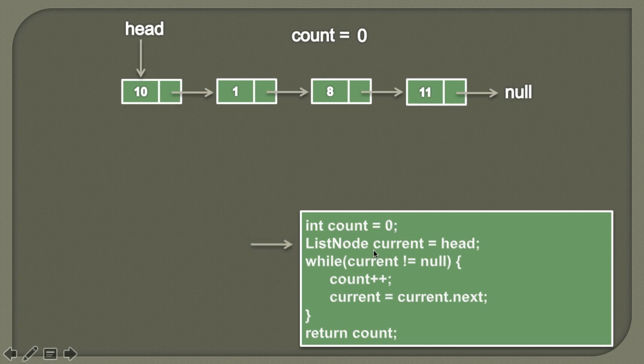So friends, now we'll define a list node by name current, which will point to the head. So it would look something like this. As head is pointing to this first node, now current will also point to the first node. Moving ahead.